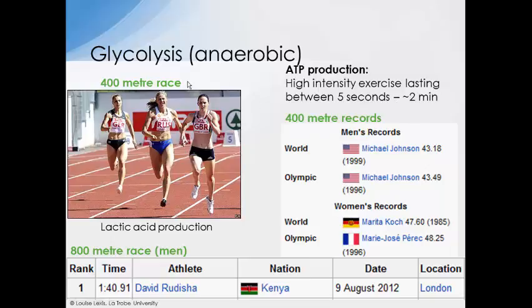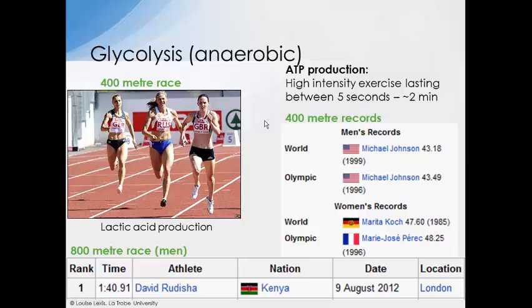If we have a look at the timing for the elite races, say the 400-metre race, shown here as a woman's 400-metre race, there is a high level of lactic acid production in races such as this, and that's because glycolysis is predominantly used as the energy system to supply the energy for that race.